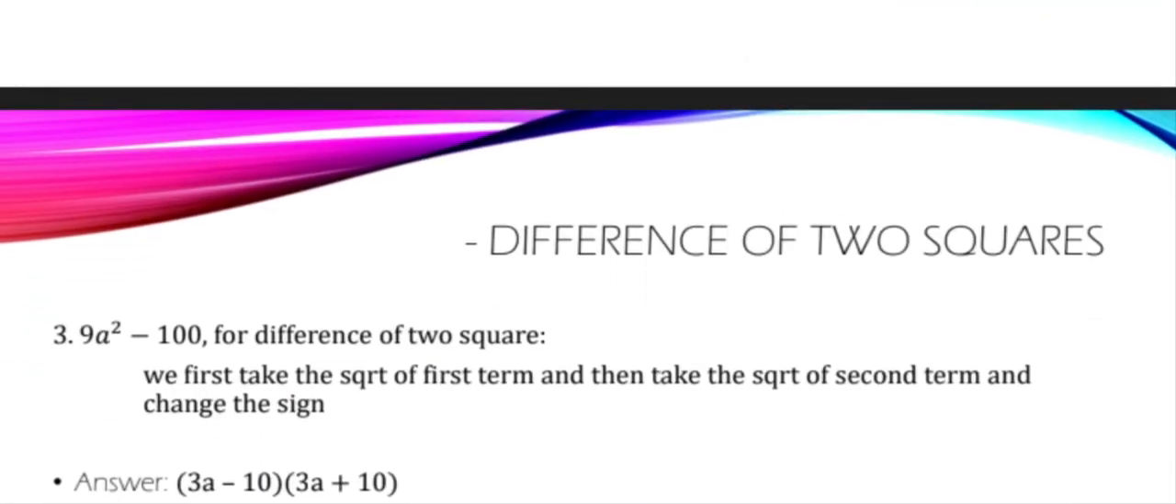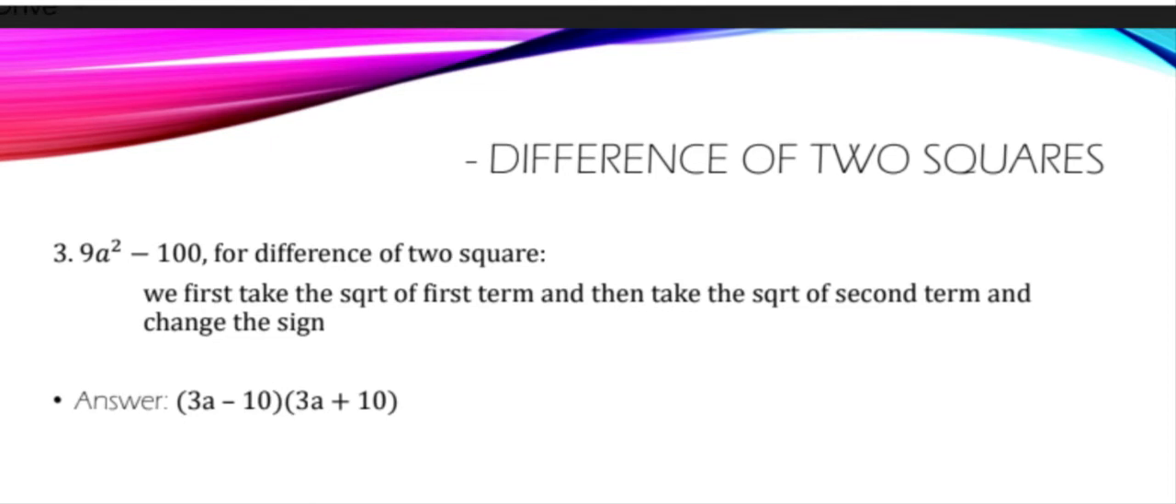For the next example, we have difference of two squares. Consider this binomial, 9a squared minus 100. This is called the difference of two squares, or difference of two perfect squares, because both a and c value are perfect squares. For factoring this, we should take the square root of the first term, 9a squared, which will be 3a, and then the square root of the second term, 100, which will be 10, and change the sign in the expression. So, as I told you, taking the square root of 9a squared, we get 3a, and taking the square root of 100, we get 10. So we can write our answer as 3a minus 10 and 3a plus 10.